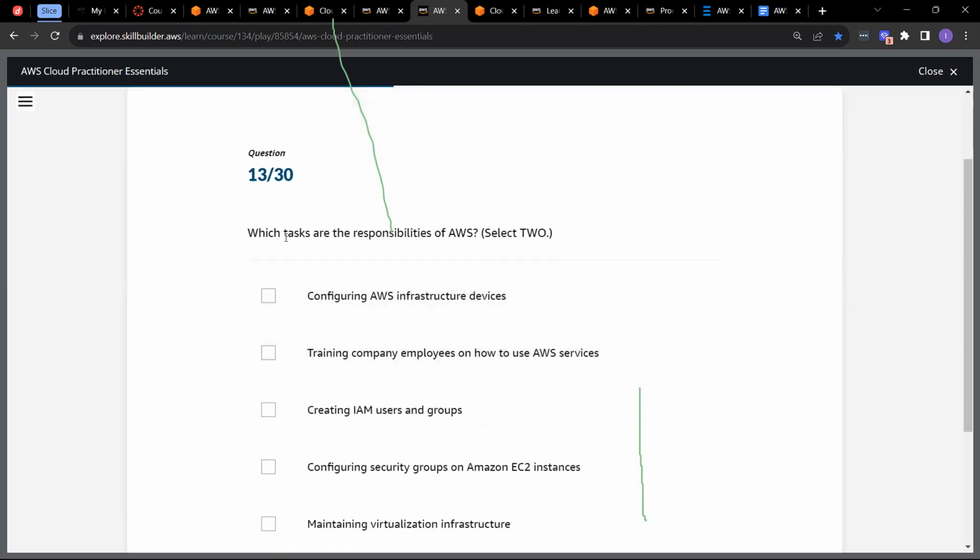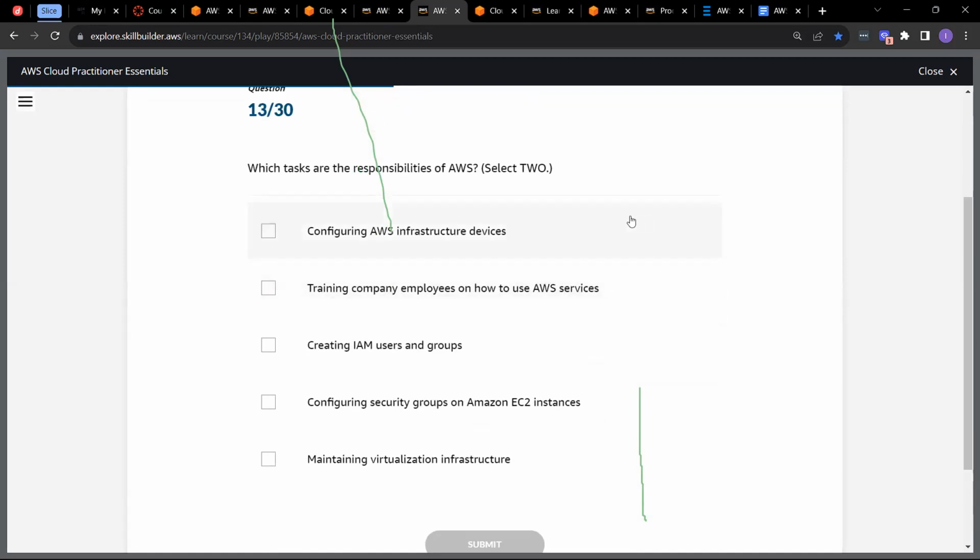So which tasks are the responsibilities of AWS? Configuring AWS infrastructure devices, training company employees on how to use AWS services, creating IAM users and groups, configuring security groups on Amazon EC2 instances, and maintaining virtualization infrastructure. First and last, that's right. The person will say first and last.